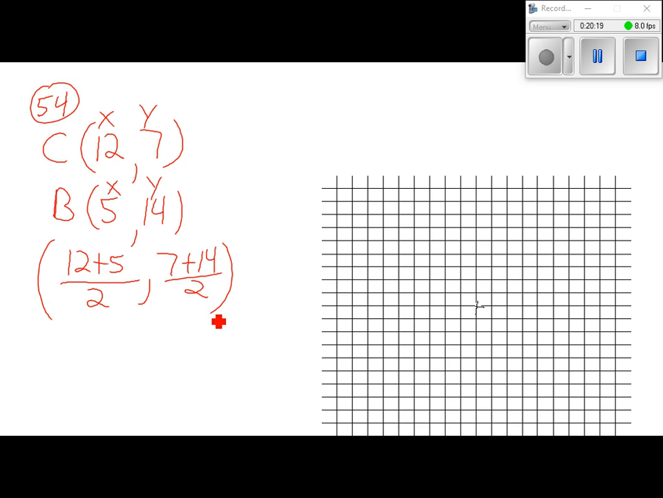Somebody help me out. 12 plus 5 is what? 17, divided by 2, 8.5. 7 plus 14 is 21, divided by 2, 10.5. In your book right there, find that point, 8.5, 10.5. Does it look like it's halfway between the castle and the bridge?